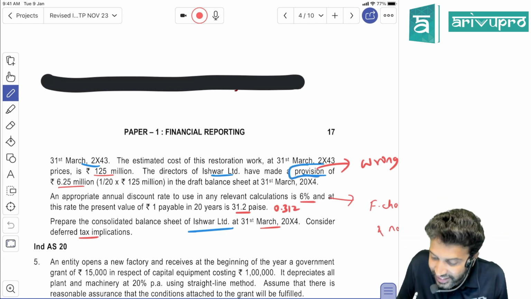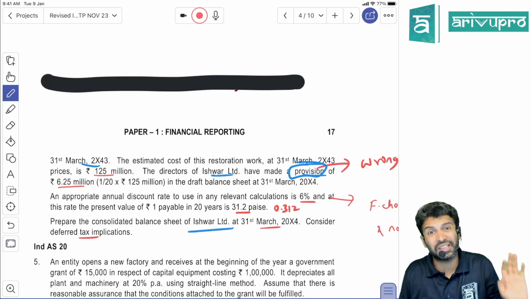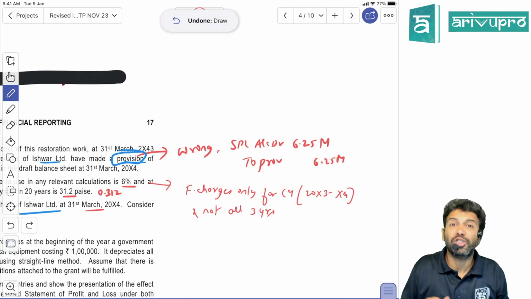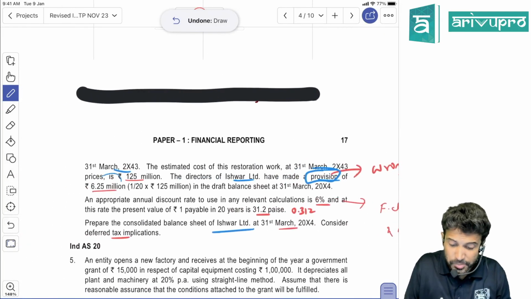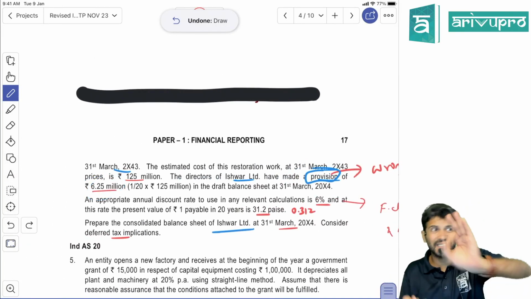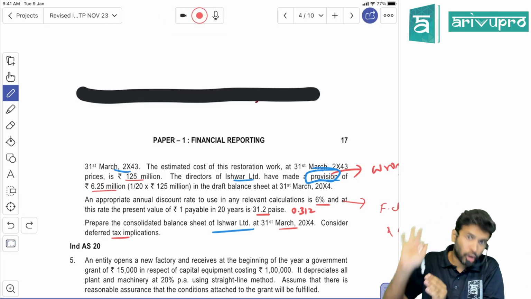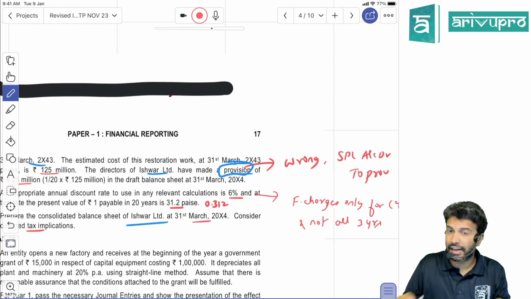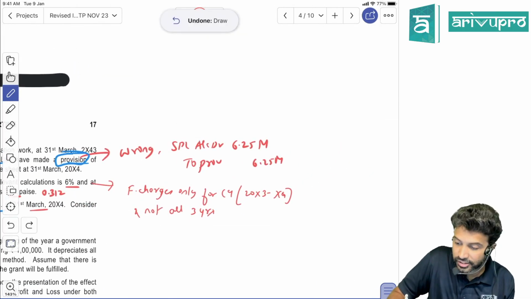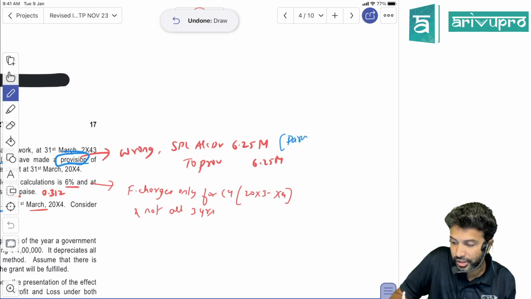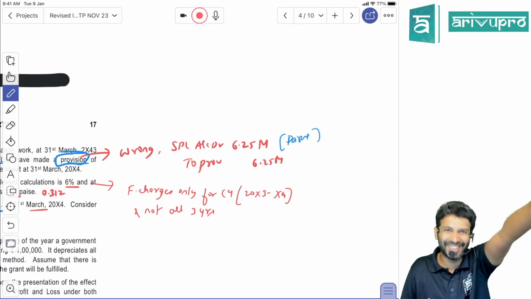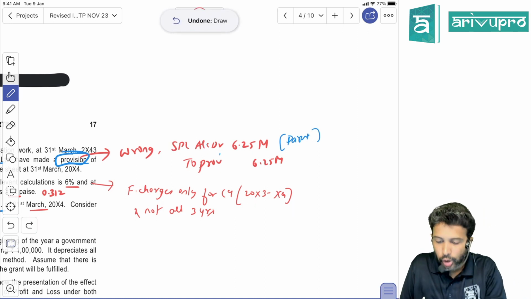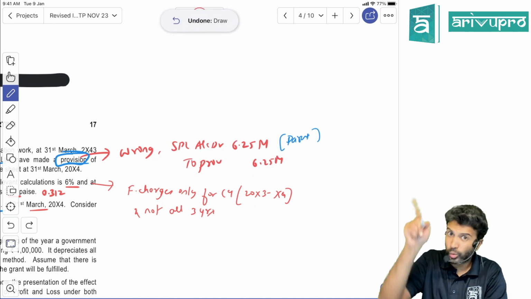And when the question says they made a provision, it means a normal provision. For a normal provision, what is the journal entry? SPL account debit, to provision. So they have made an entry for provision for 6.25 million. What the question is trying to say by provision is that they have not capitalized this expenditure. They have made a provision using SPL. So the parent company has utilized its retained earnings, its SPL. This relates only to the parent. Keep this in mind, this is not the subsidiary. For the subsidiary, all the working notes we have already done. This affects only the parent's retained earnings. So the SPL account of the parent is debited, to provision for 6.25 million. This is what they have made.